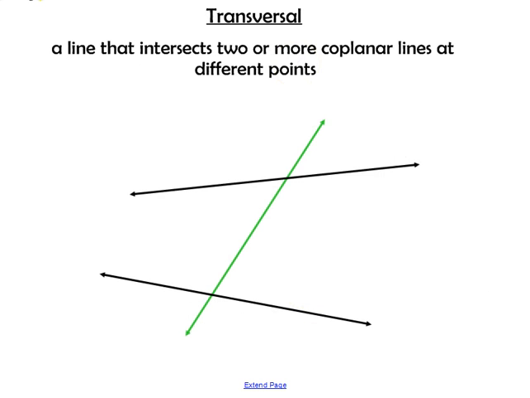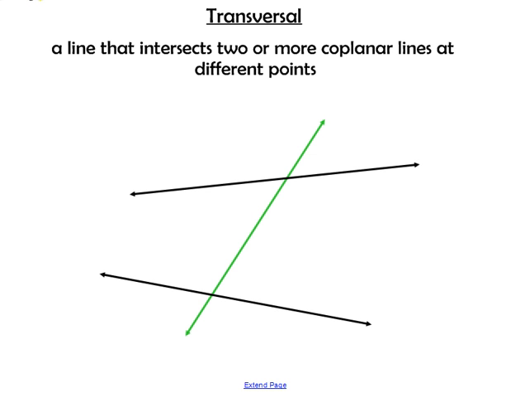Next, we want to talk about what happens when you have two lines that intersect with a third line. So a transversal is a line that intersects two or more coplanar lines at different points. So now we're talking about the same plane. We have these two black lines, and this green line intersects them at two different points. So we would call this green line the transversal.